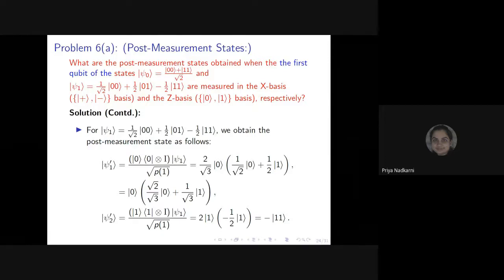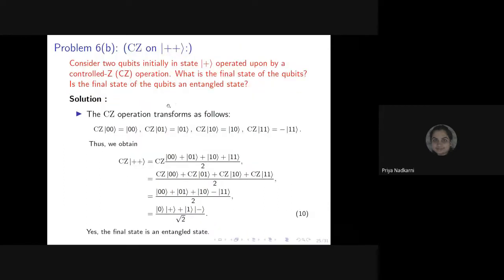Okay, then let's go to the next question. The next question is about looking at what happens when the control Z gate is applied on the plus plus state. Why are we considering the plus plus state? Because we'll see it in the next question.